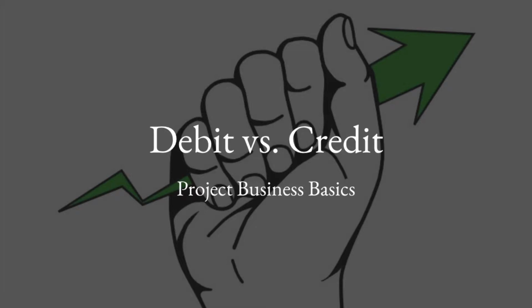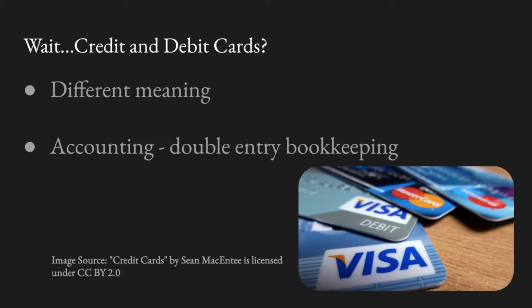Today's episode is going to be dealing with debit versus credit. And no, it's not debit and credit cards. It actually has a different meaning, and it's related to accounting and the method of double entry bookkeeping. And what double entry bookkeeping in accounting terms means is that for every debit, there is an equal and opposite credit, and for every credit, there is an equal and opposite debit.